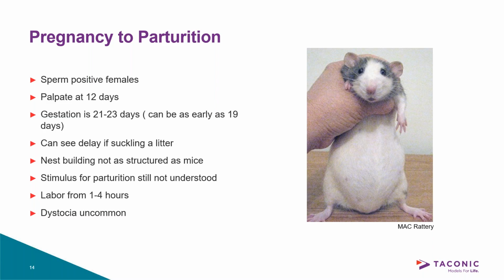And for all the things we know about animals and biology, one thing we still haven't figured out in, I think, any species so far is how parturition or birth starts. So we don't really know what the stimulus is, but once she gets going, usually labor takes 1 to 4 hours. And we tend not to see dystocia or difficulty giving birth in rats, so fairly uncommon.